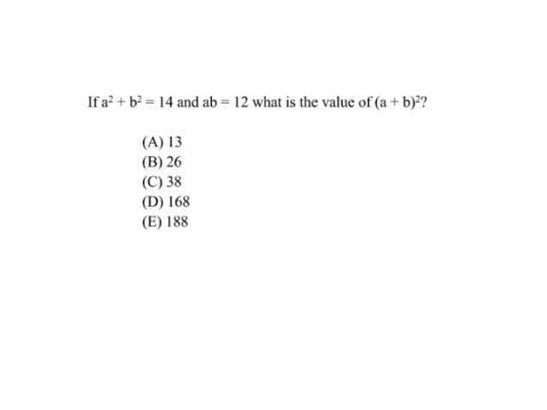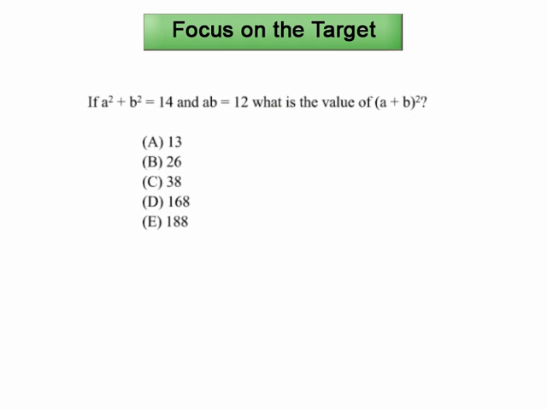This is another one of those problems where you really have to focus on the target. Our target here is the value of a plus b squared. Well, look at what they give us as clues. They give us a squared plus b squared equals 14 and ab equals 12. That looks a little odd. I mean, ab is kind of a curious thing to give you. So we do what we can do.